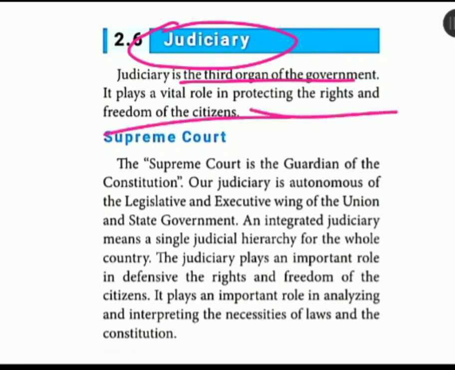So the Supreme Court, how are they considering it in the sense? It is the guardian of the Constitution. This is the one word answer. Supreme Court is the guardian of the Constitution. So our Indian judiciary is autonomous. What does autonomous mean, children? Independent. Independent from the legislative as well as the executive wing of the union as well as the state government. So our judiciary is independent from the legislative as well as the executive wing of the union as well as state government.